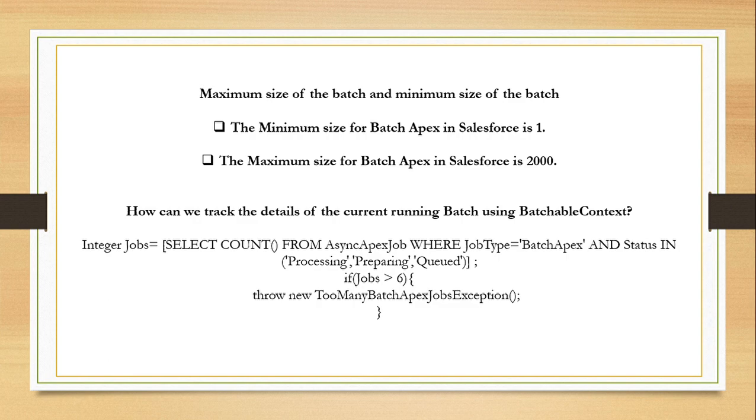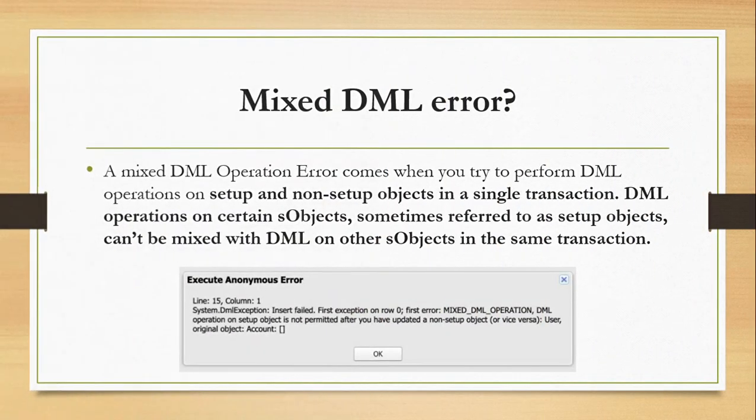How can we track the details of the current running batch using Batchable context? So integer jobs = select count from AsyncApexJob where JobType is BatchApex and status in Processing, Preparing and Queued. If jobs is greater than 3, then throw a too many batch Apex job exception. We can try it over this.